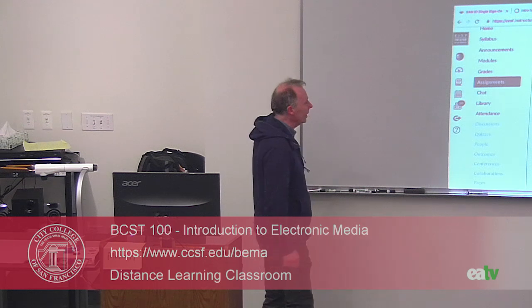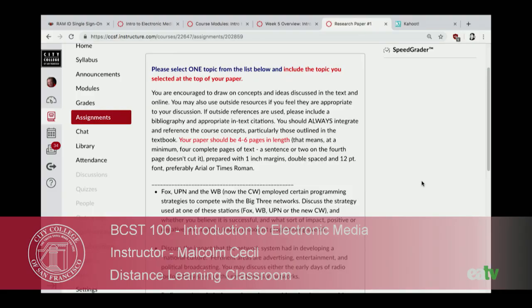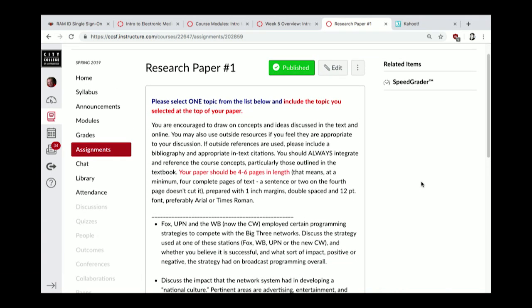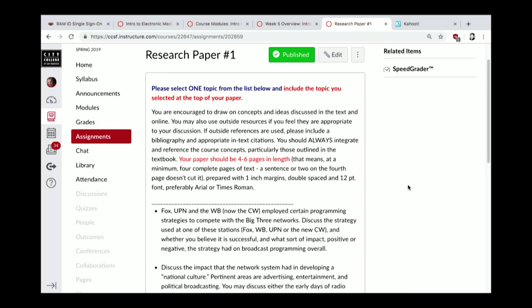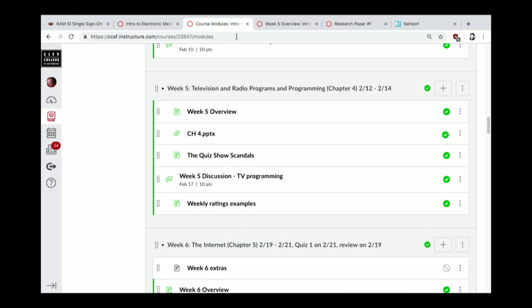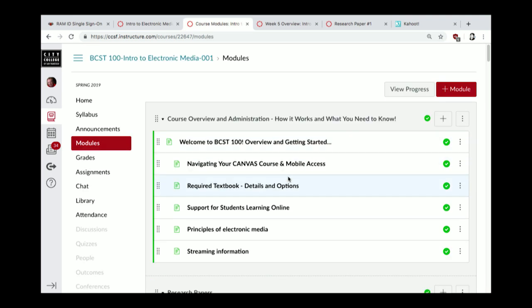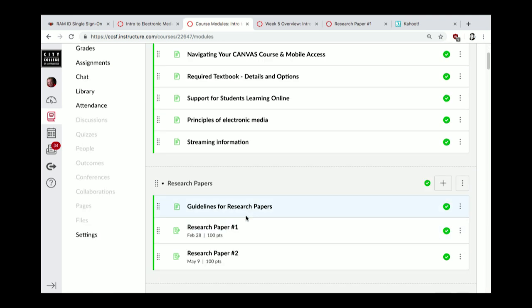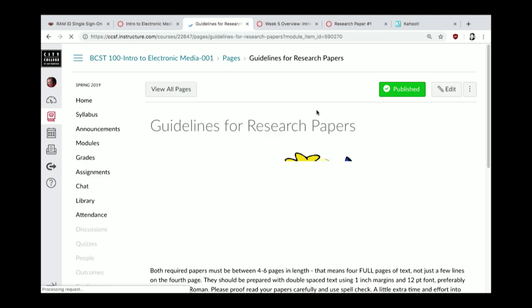The other thing is today is the 14th of February, which means that in 2 weeks, on February 28th, our first research paper is due. And I have open here the research paper assignment, the prompt, and there is also another little thing, which is the general information about the guidelines for research papers.